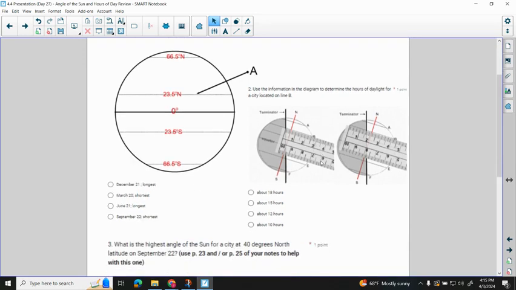Number two is something you're going to have to do, and that is to determine the hours of daylight. Remember, you measure from the terminator all the way to the lit side. If I look at the ruler here, it looks to be about 2.6 or so. Then I'm going to measure the entire distance, which looks to be about 4.2. If I do 2.6 divided by 4.2, and then multiply that by 24, I get a number very close to 15 hours. And so that would be my answer there.